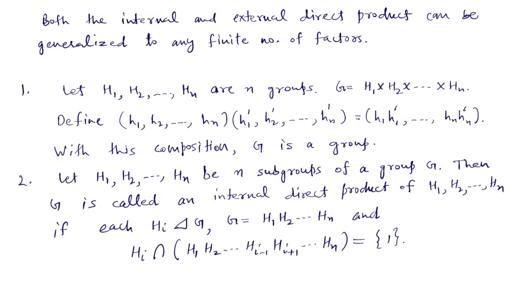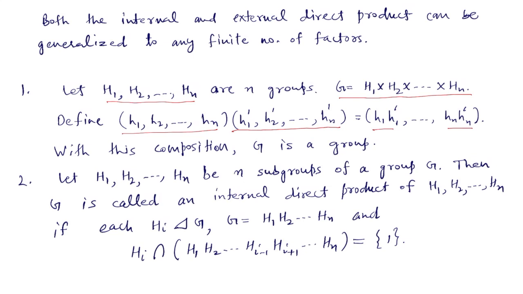So if we have n groups H1, H2, ..., Hn, and G is the cross product of these n groups, then we define (h1, h2, ..., hn) times (h1', h2', ..., hn') to be equal to (h1h1', h2h2', and so on up to hnhn'). With this composition, G becomes a group and is called the external direct product of H1, H2, ..., Hn.